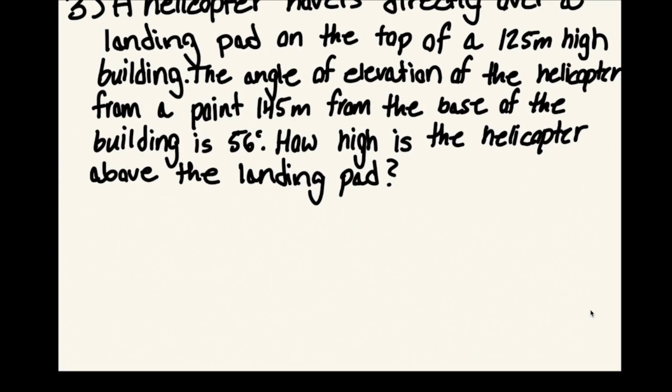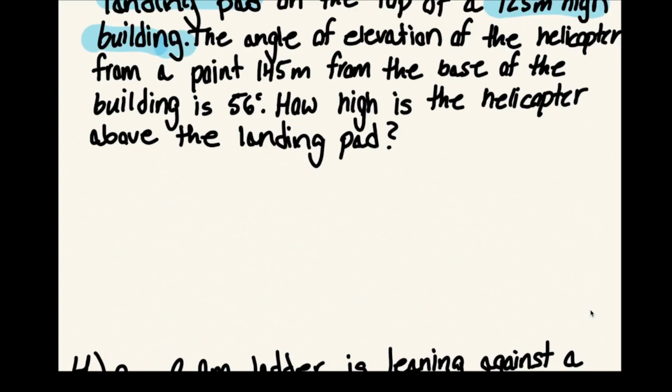So a helicopter hovers directly over a landing pad on top of a 125 meter high building. So let's break that up. That's very important. Over a landing pad on top of a 125 meter tall building. So it hovers. So it's not on top of the building. It's on top of the building, but it's not landed on it, right? So it's not directly on the building, but it's over the building.